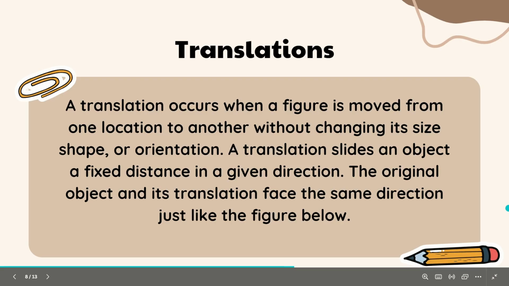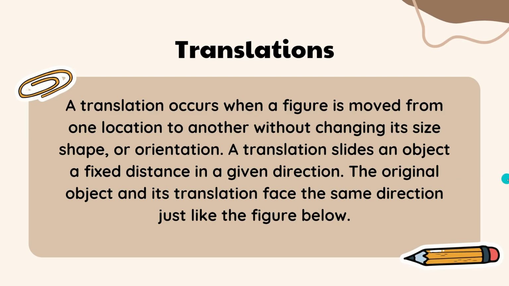So, next is translation. So, di ba sabi natin kanina, transformations includes translations, reflections, etc. So here, a translation occurs when a figure is moved from one location to another without changing its size, shape, or orientation. A translation slides an object a fixed distance in a given direction. The original object and its translation face the same direction just like the figure below.